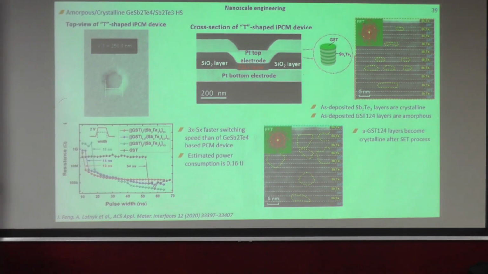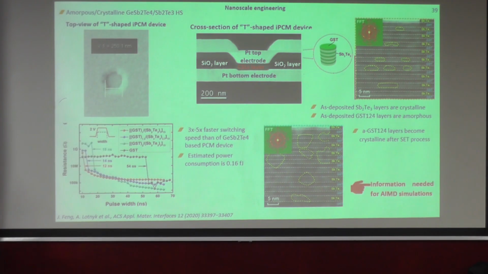Also, as I said, the idea to make this antimony telluride crystalline at room temperature and GST amorphous could also be confirmed by the TEM measurements. Here you see some domains corresponding to crystalline antimony telluride, and the GST layers in the initial state are amorphous. After the set operation, these GST layers start to crystallize.